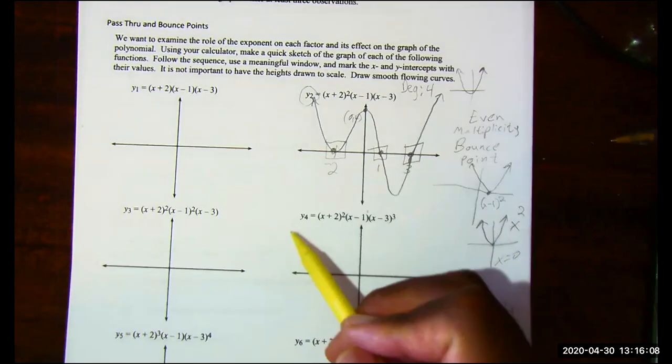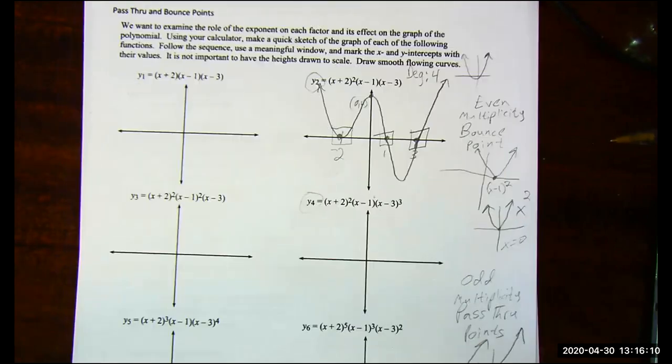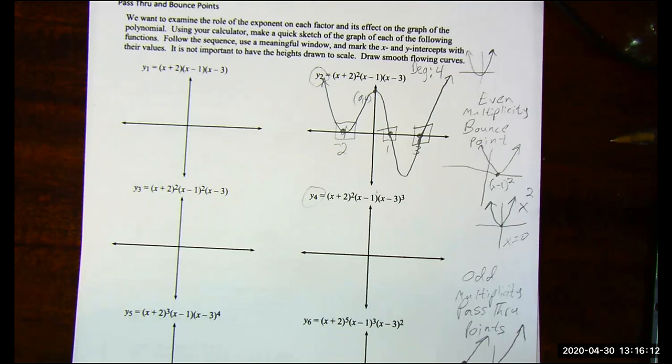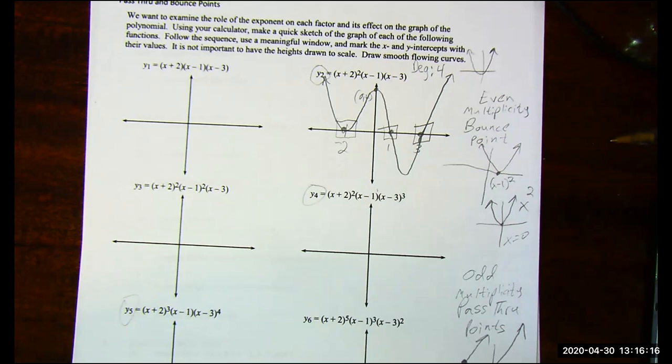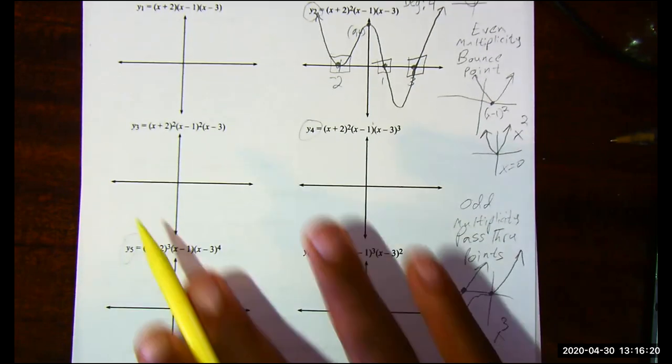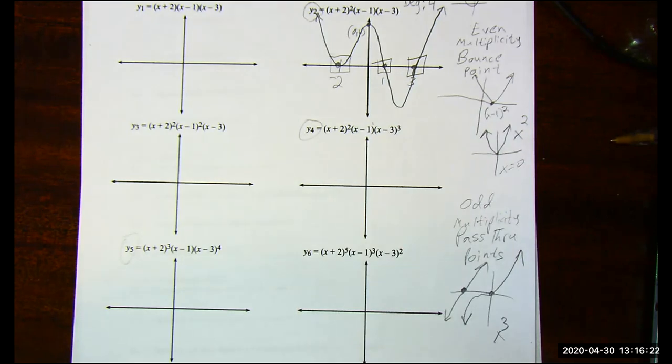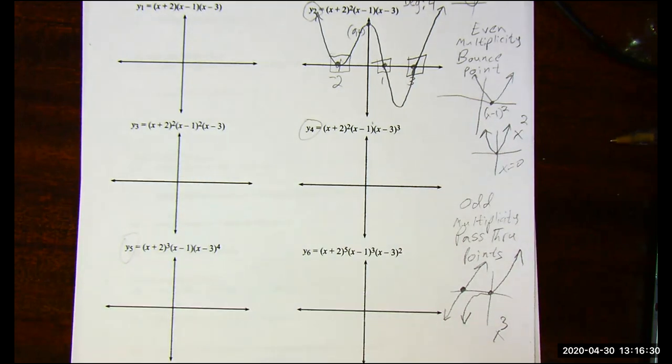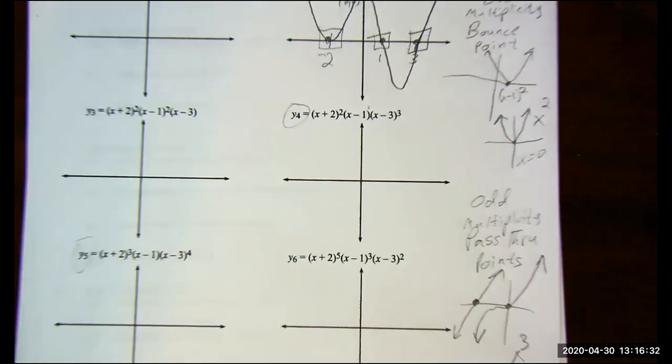And I'm going to do this one because it's an odd multiplicity. I'm going to do y sub 5. Follow along, please. Do this with me. And then I'll let you do y sub 3 and y sub 6 and check your work. Again, the answers are attached. So let's start off with y sub 4, or the fourth graph. Again, this is page 19.